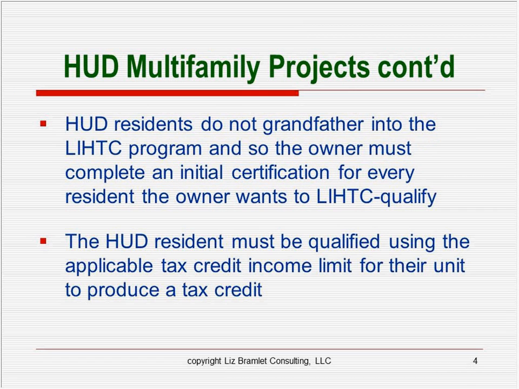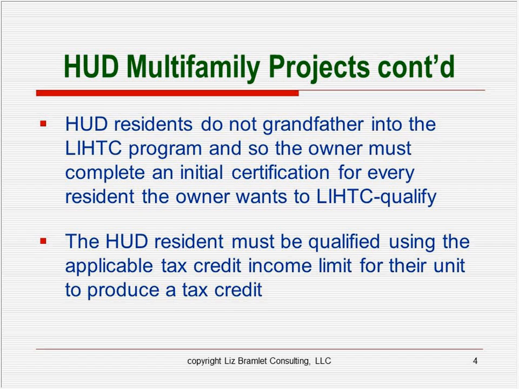First, despite all the rumors to the contrary out there in the industry, residents do not grandfather into the tax credit program. That means the owner must complete an initial certification for every resident whose unit they want to produce a tax credit. The resident must be qualified using the applicable tax credit income limit for the household size for their unit to produce a tax credit. So the fact that they already qualified for project-based Section 8, or for the Section 236 program, in no way guarantees that they will qualify for the tax credit program.